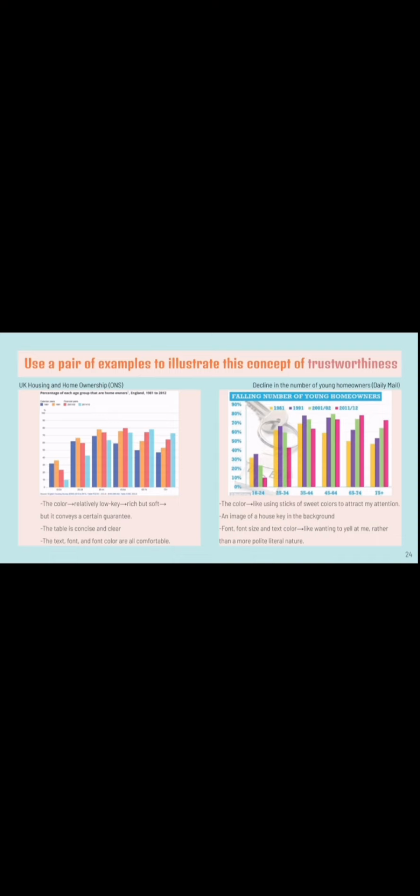Both descriptions are true. The color in the picture on the left is low-key. The color is rich but soft, and it conveys a certain gradualness. However, the color on the right uses a thick layer of sweet color to attract my attention. The author doesn't like the house key image in the background, but it is relatively harmless. In addition, in the second picture, the font size and the text color don't feel as well applied. The chart on the left exactly shows all its operations, and overall, at least more trust is gained from the author.